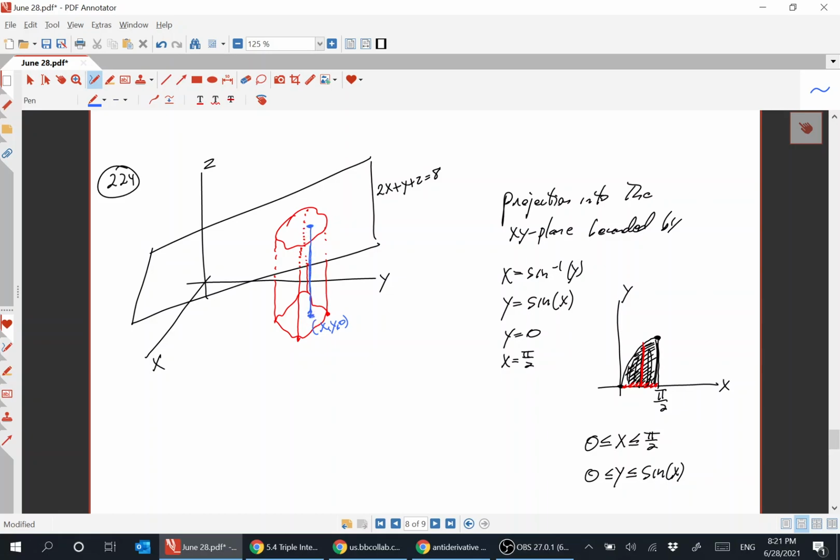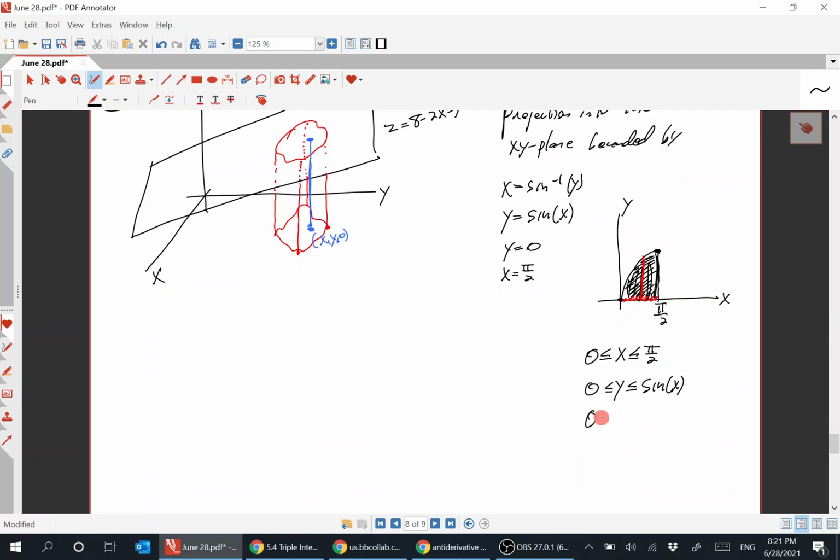From 0 in the xy plane to this thing here, which is z is equal to 8 minus 2x minus y. Right, so I have x bounded with a constant, y bounded by a function of x, z bounded by functions of x and y. So classic setup.